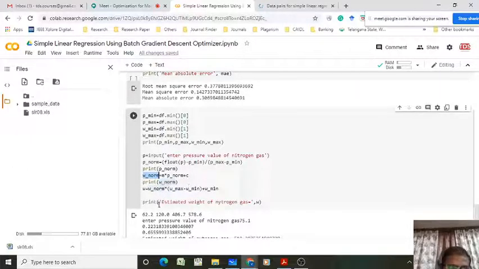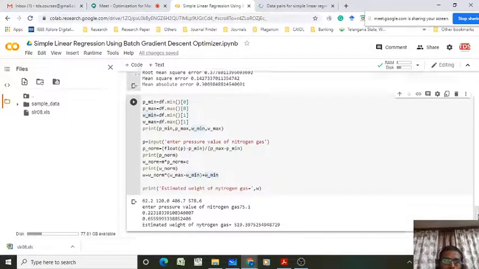So I am doing the denormalization here as W equals W norm, the normalized value, times maximum weight value minus minimum weight value, plus minimum weight value. It is the normalization and the denormalization. Now finally you have to give the value W. So this is how we are using it.